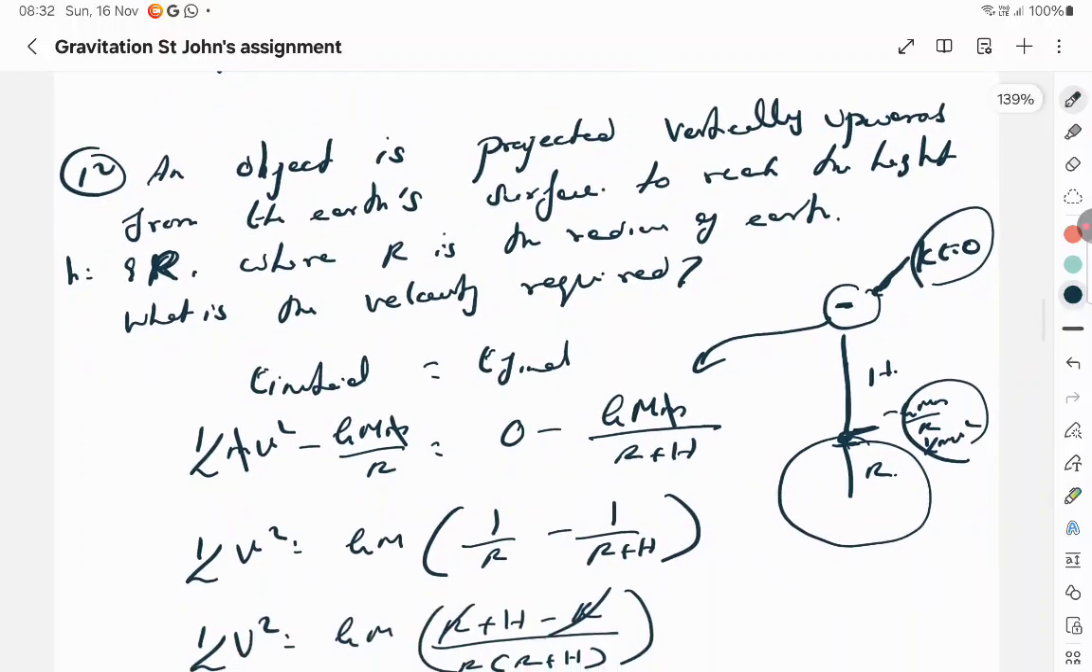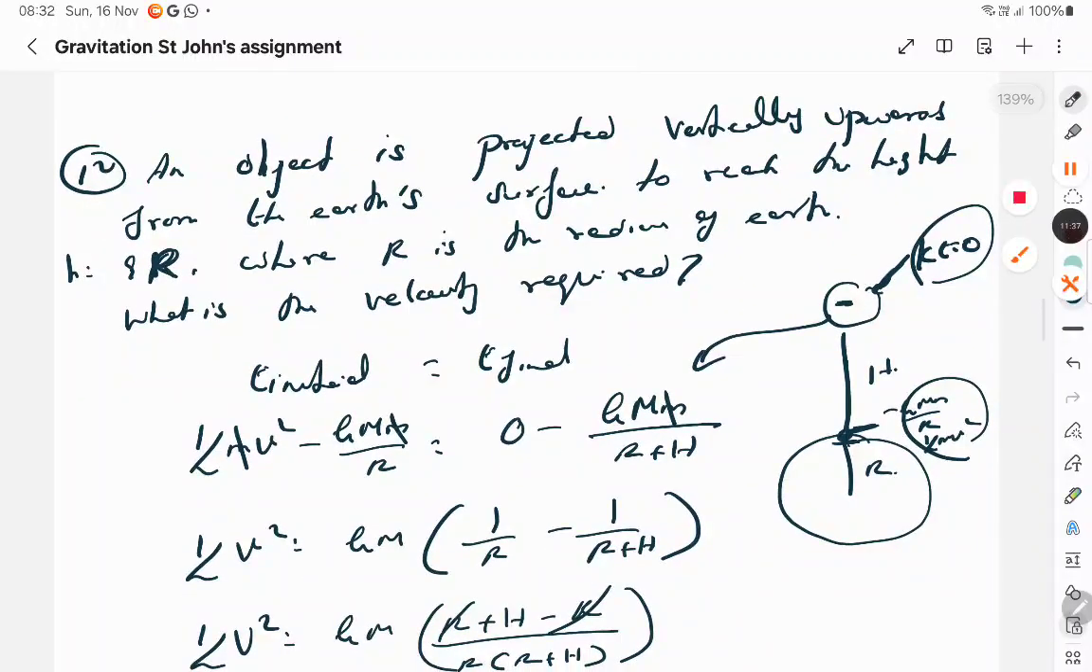We should understand when a body is projected from the surface of the Earth. Let's consider this to be the Earth. From the surface of the Earth, it's projected to a height which is 9r from the surface. The energy at the bottom should be equal to the energy at the top. Energy at the bottom will have kinetic energy plus potential energy because you are projecting it. Energy at the top is only potential, there is no kinetic. Energy initial is equal to energy final.